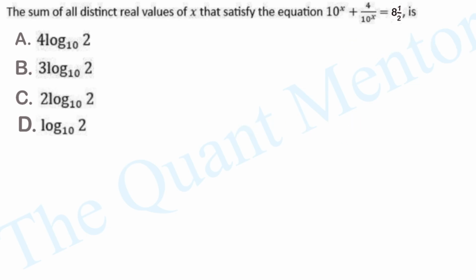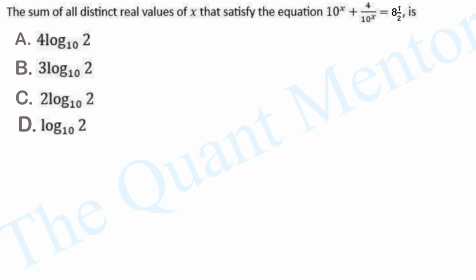So the question reads, sum of all distinct real values of x that satisfy the equation 10 raised to x plus 4 upon 10 raised to x is 8.5 is. Alright, very pretty question, and this is a very common question type which has been asked in CAT for the past few years now. It appears to be a question based on logs or indices, but it's actually a question based on quadratic equations. So let's start.